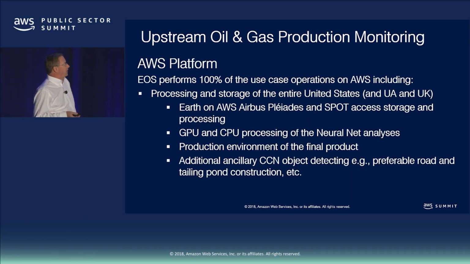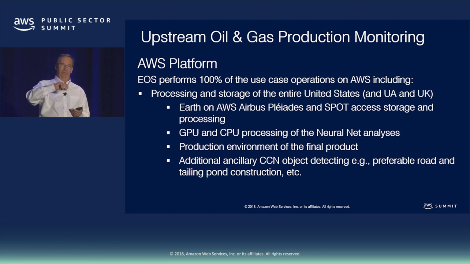So again, 100% on AWS. We've been doing this processing now in the United States, UK, Ukraine, oddly enough, other places. It was Spot. The Pleiades data, as I mentioned before, is 50 centimeter resolution. What we're doing with Spot is creating these time series where we can get this at a much lower cost and higher cadence.